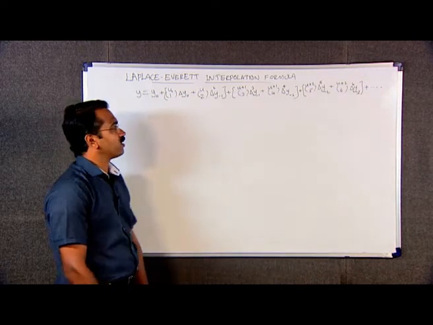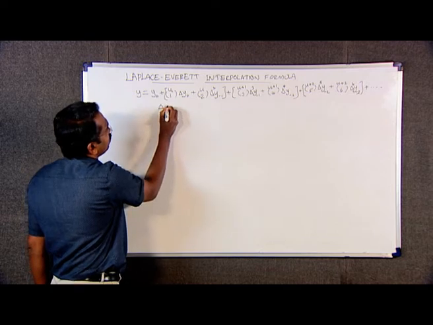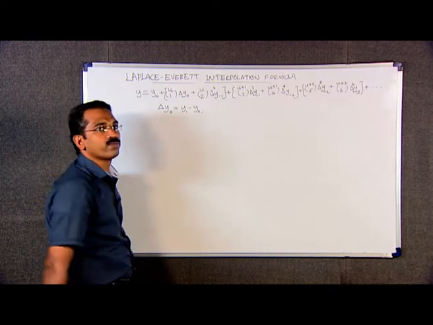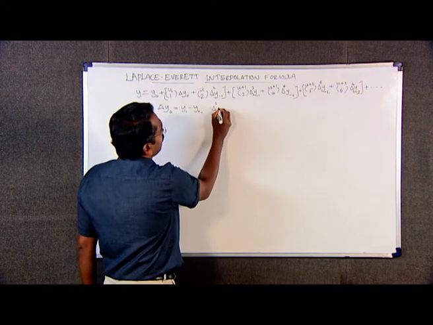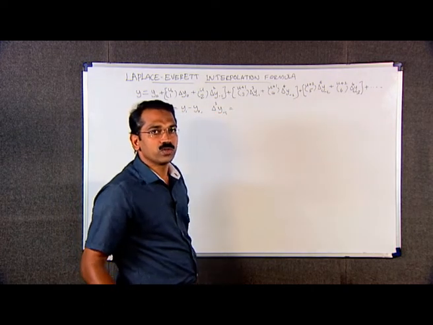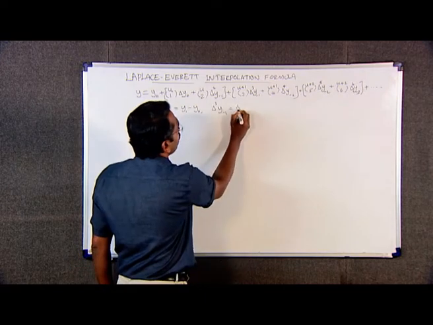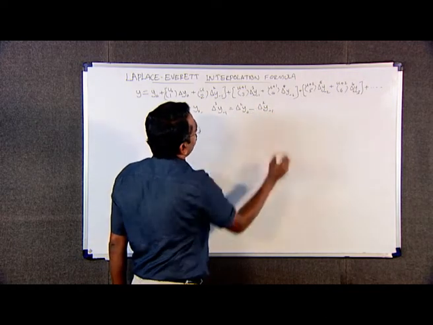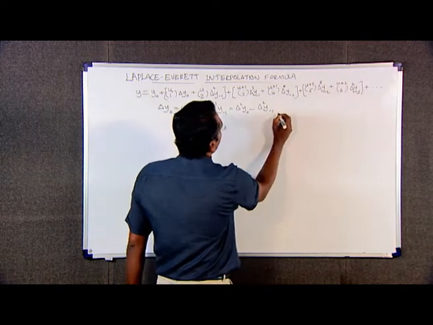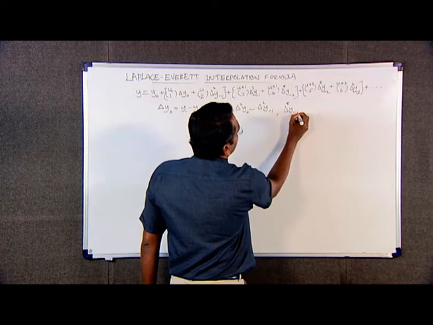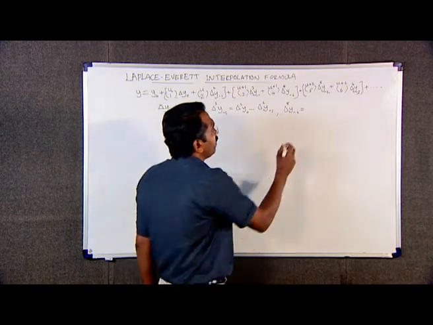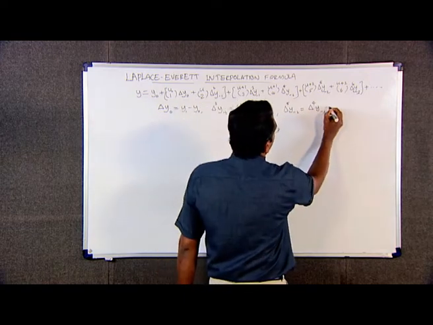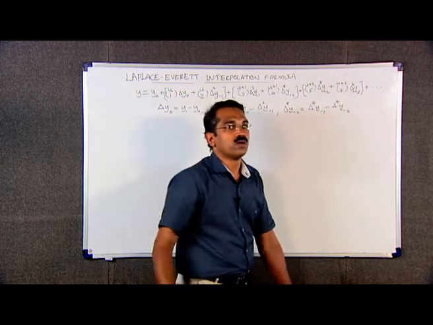In this expression, we use delta y naught is equal to y1 minus y naught. We can write delta cube y minus 1 as delta square y naught minus delta square y minus 1. Delta raised to 5 y minus 2 can be written as delta raised to 4 y minus 1 minus delta raised to 4 y minus 2, and so on.